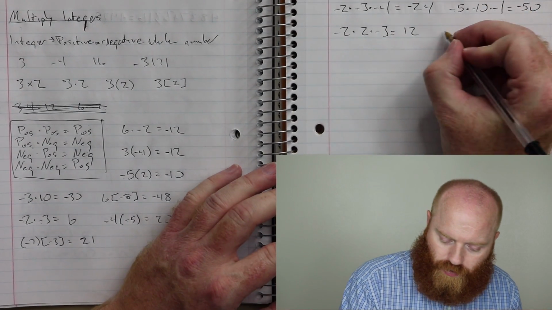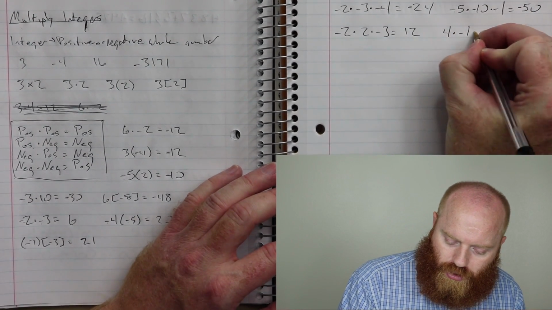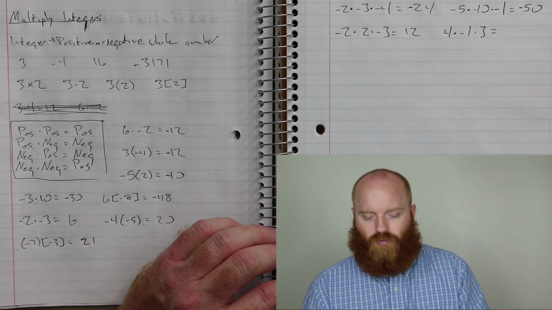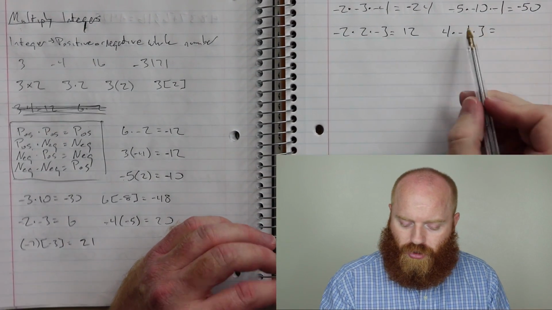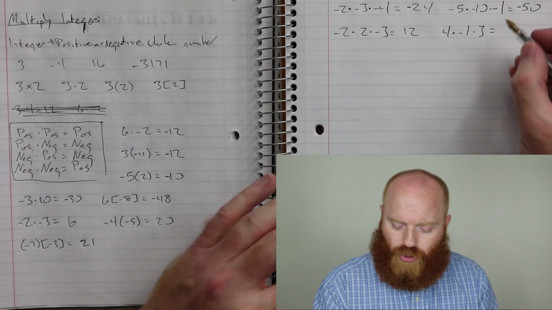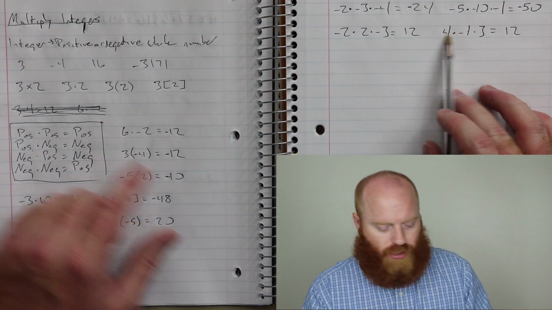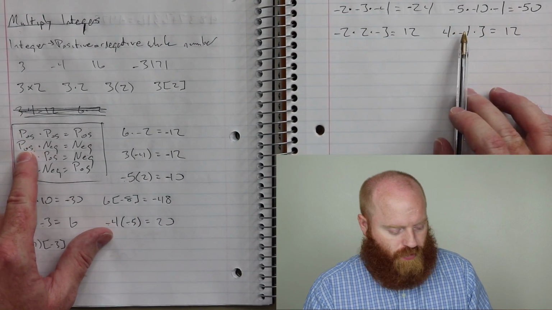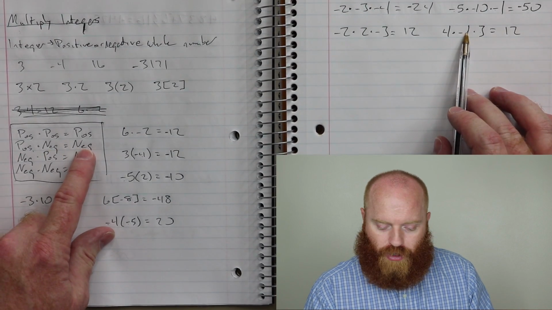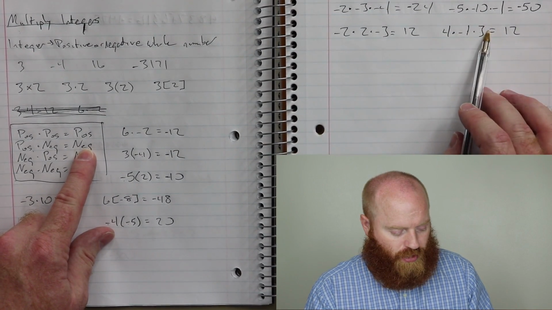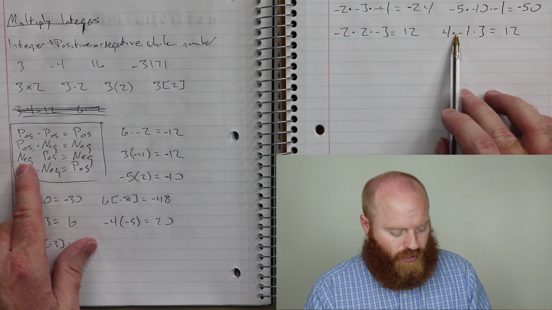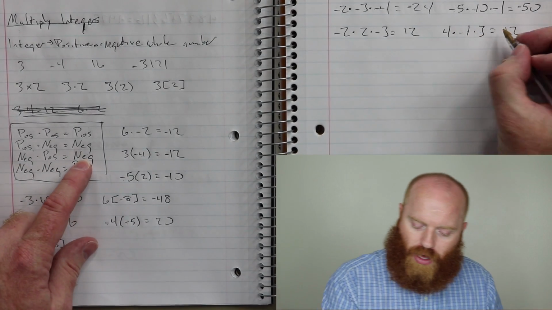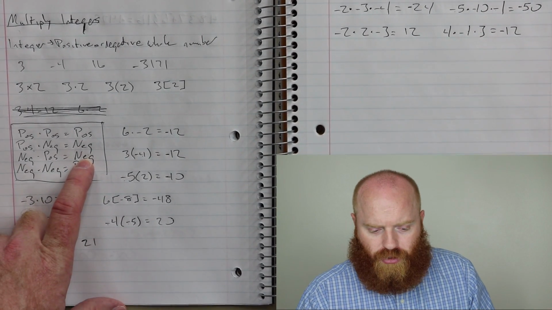Let's practice some more. You'll see. 4 times negative 1 times 3. I don't care about the signs. Just multiply the numbers. 4 times 1 is 4 times 3 is 12. A positive times a negative is going to be a negative value. So this is negative 4 times a positive 3. Negative times a positive is still negative. My answer is going to be negative 12.